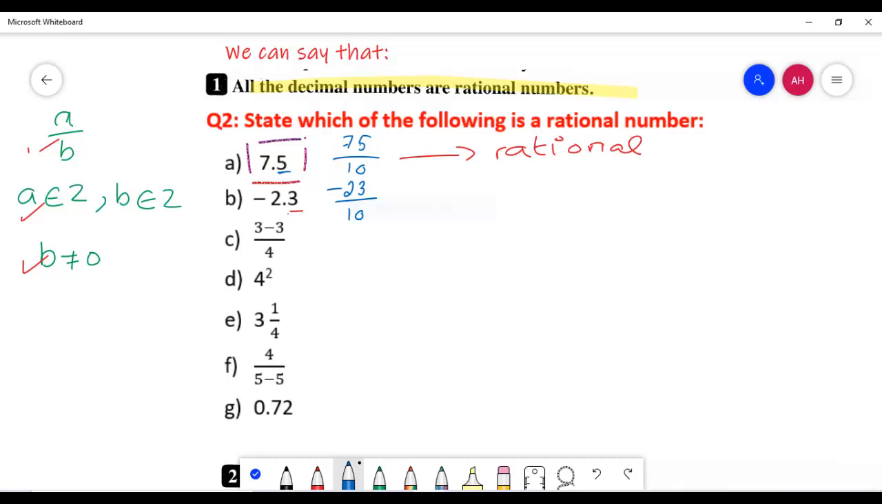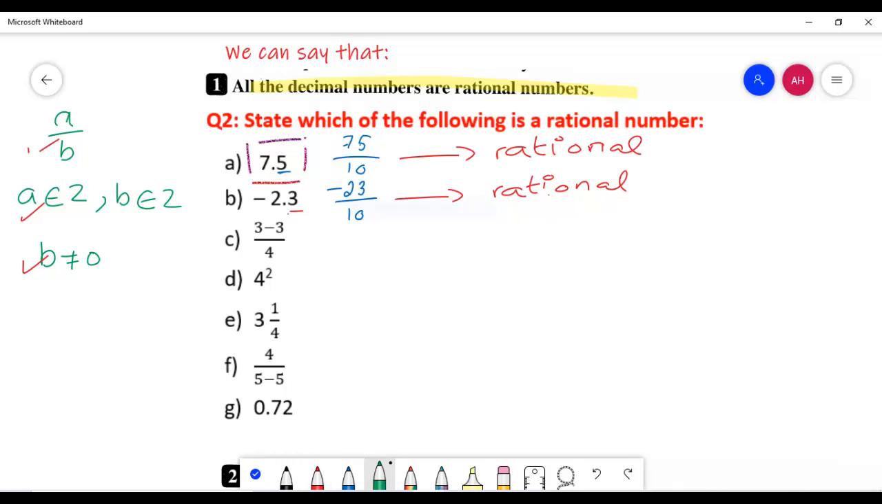Negative 23 belongs to integers, 10 belongs to integers, and my denominator is not equal to 0. So yes, this decimal, which is negative 2.3, is a rational number. Let's go for number C. 3 minus 3 over 4. This is already in the form of a fraction.